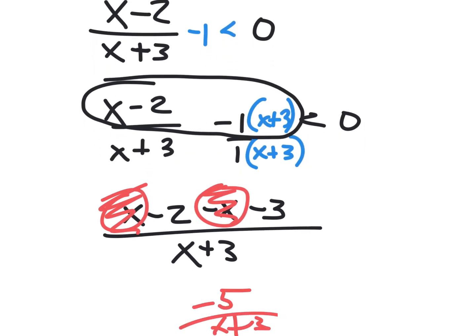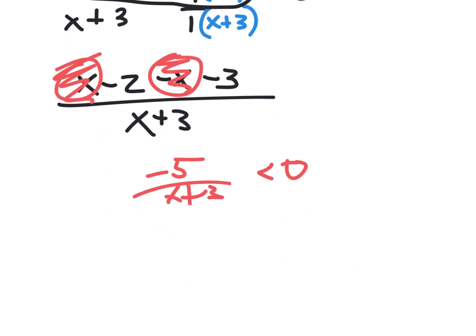Raise your hand if you had that one right. Awesome. But all you have done is get it ready to figure out what the key things are. What makes the top 0?